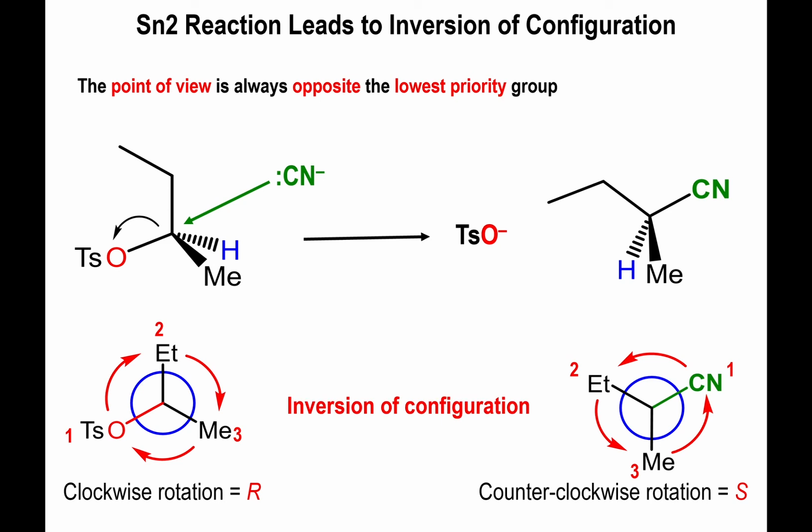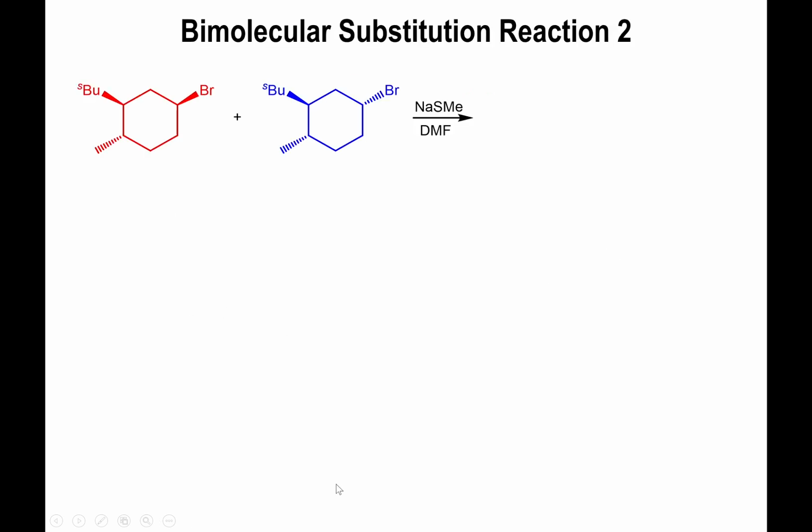Not only do we get the umbrella to change places, right? This was pointing up and to the right. Now it's pointing down and to the left. But we also have R turning into S.